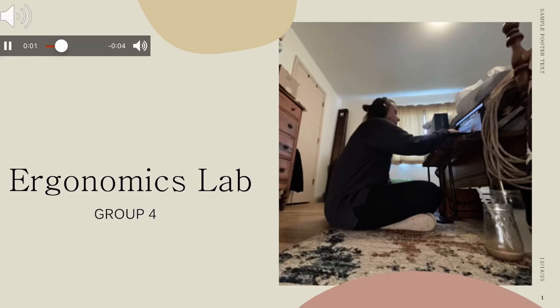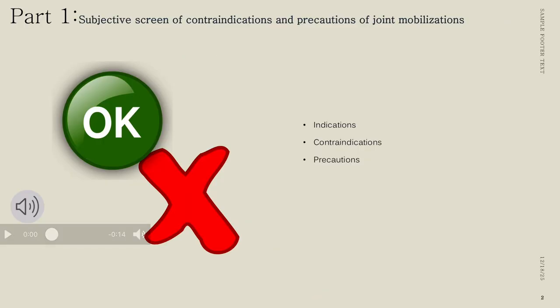We are group 4 and we're going to be doing our ergonomics lab on Logan's sitting and working posture. Before we do our patient interview, we're going to talk about part 1, the subjective screen of contraindications and precautions of joint mobilizations, which will include indications, contraindications, and precautions.